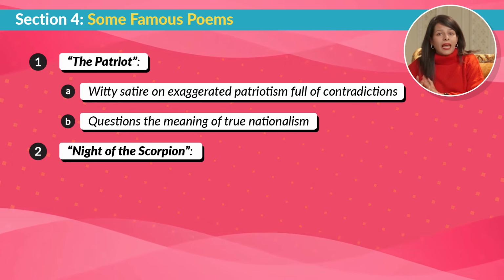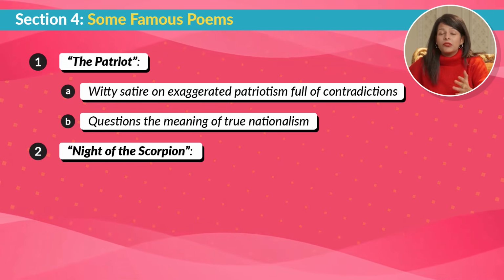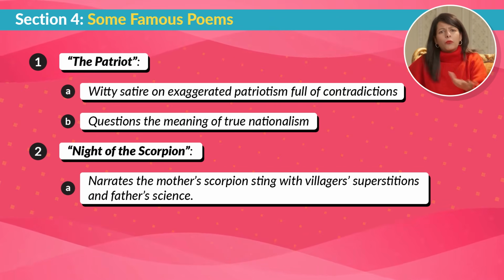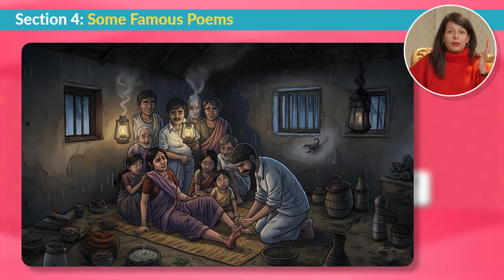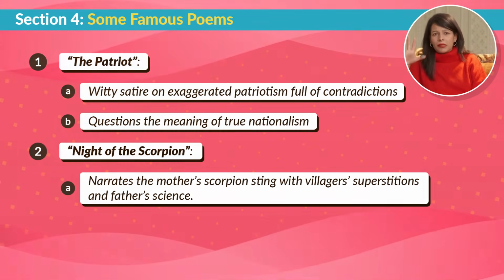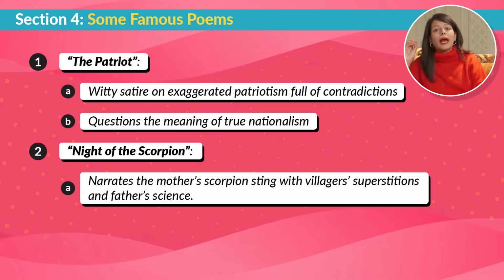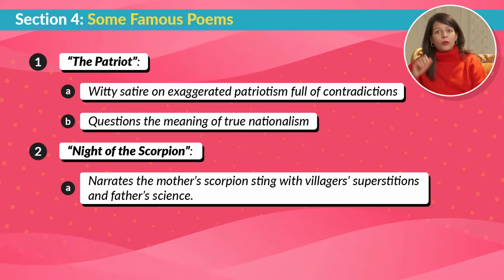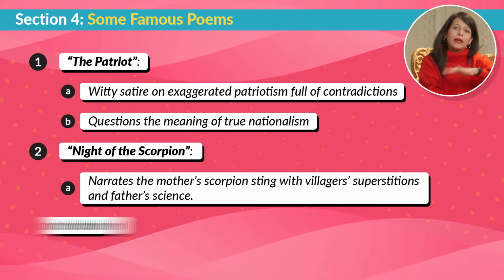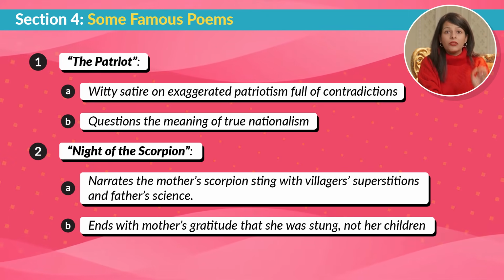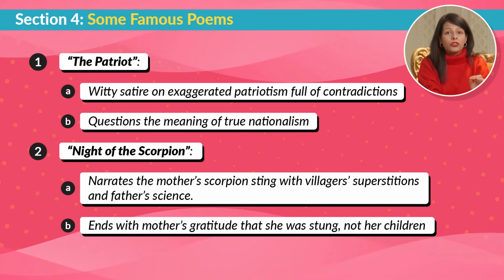His poem, Night of the Scorpion, is one of his most read works. It is a powerful poem that tells the story of the narrator's mother being stung by a scorpion. The poem mixes superstition, as villagers pray and perform rituals, with the father's scientific approach. It ends with the mother's moving gratitude that the scorpion stung her and not her children.